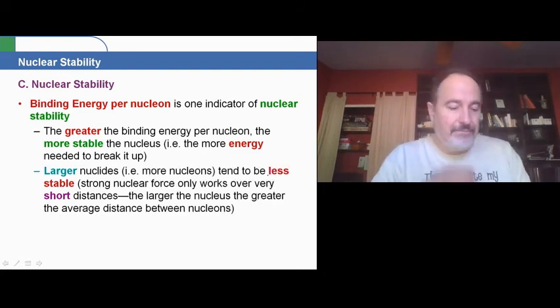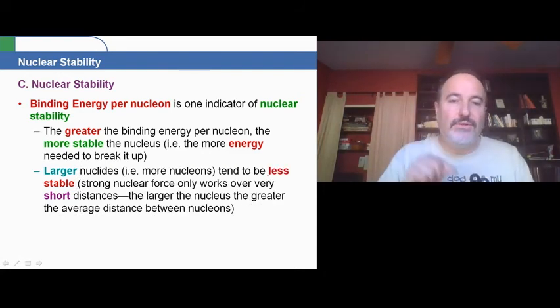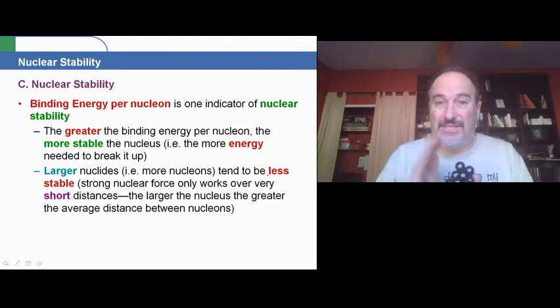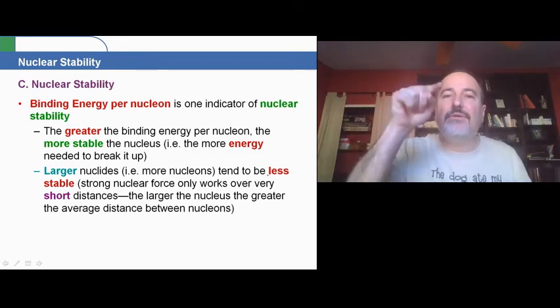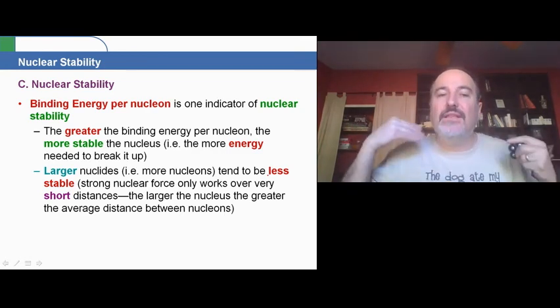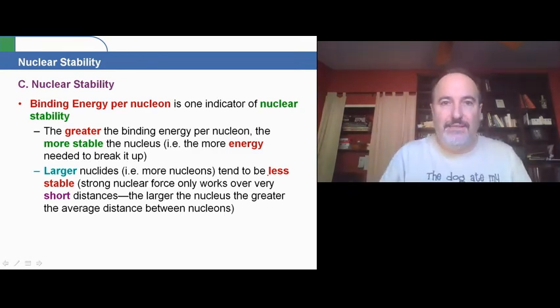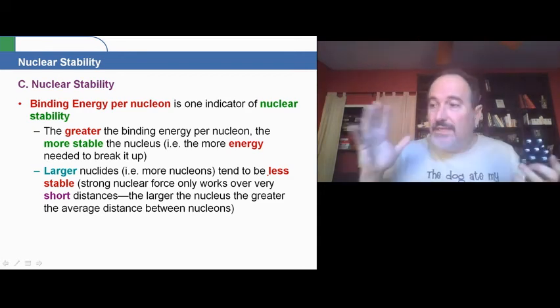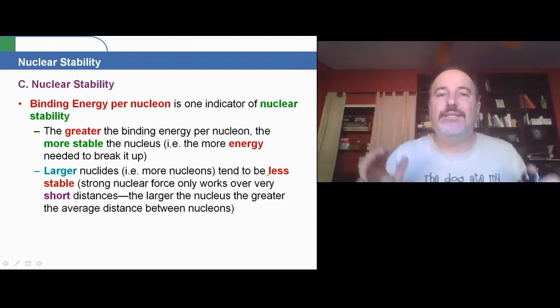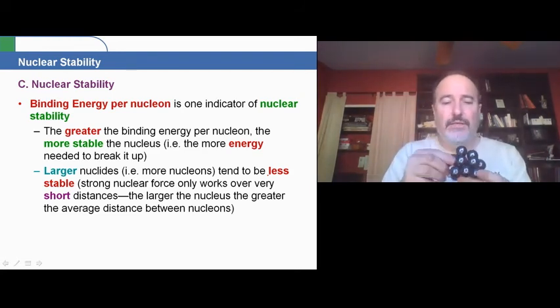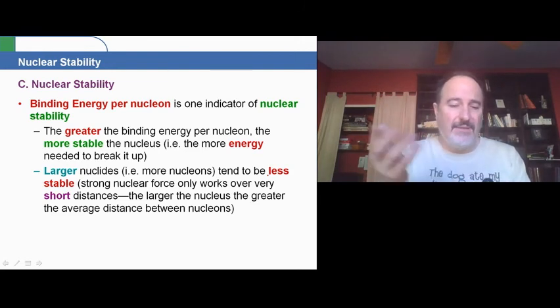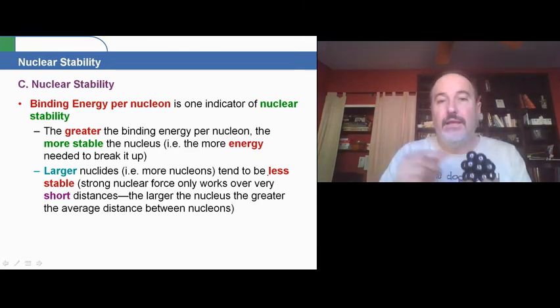All right. Now, because the strong nuclear force only works over very short distances, the larger the nucleus, the weaker that strong nuclear force is, and therefore the less stable it is. So basically, really large nuclei are unstable. This is a small nucleus and the particles are really close together. We have maybe about 10 or so nucleons, so it has a mass of about 10.